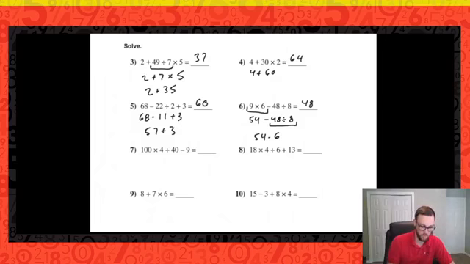All right, number 7. What are we doing first? What are we going to do first on number 7? Yep, multiply 100 times 4. Next thing I'm going to do is divide by 40. Very nice. 400 divided by 40 gets me 10. And 10 minus 9 is 1. Well done.